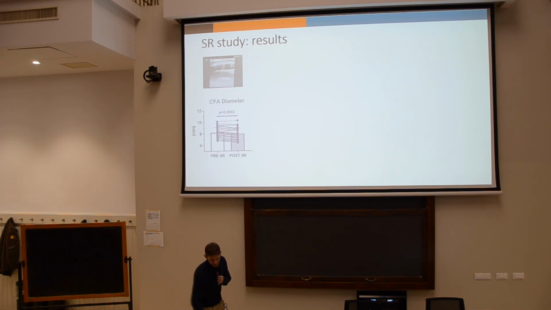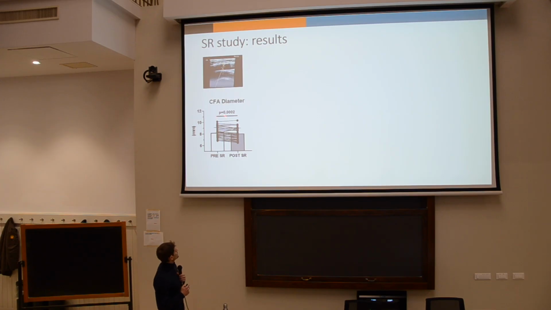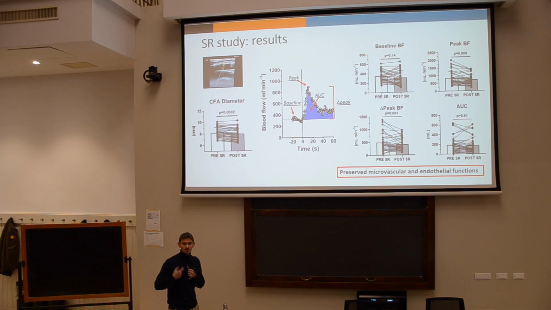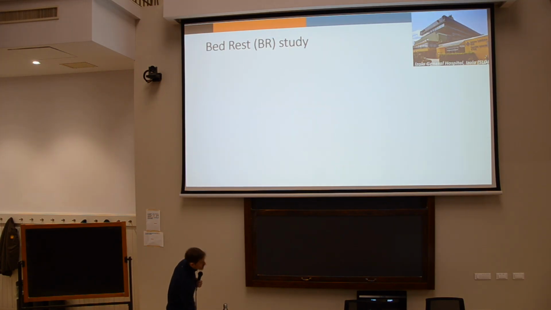So what did we observe? A significant decrease of the common femoral artery diameter, indicative of a structural change. What about the function? We also observed a significant decrease of the peak blood flow, a trend toward a decrease of the change from baseline to the peak, but no changes of the area under the curve, which is one of the most representative parameters of the total hyperemic response, strongly associated with nitric oxide bioavailability. So these data suggest a preserved microvascular and endothelial function after the step reduction. What about the bed rest?